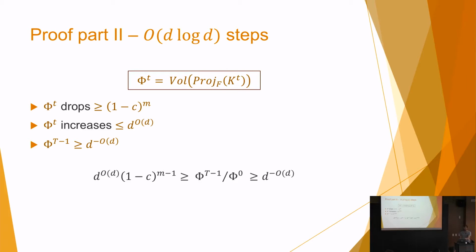So the total shrinkage I'm getting is at least 1 minus c to the m times d to the O of d. And now if I just divide both sides by d to the O of d and take the log, the sign flips since 1 minus c is less than 1, and I get m is less than O of d log d. And remember that m was the number of steps, so I took at most d log d steps, each one costing a constant, and that gives me a d log d competitive ratio. Right. Any questions on that?